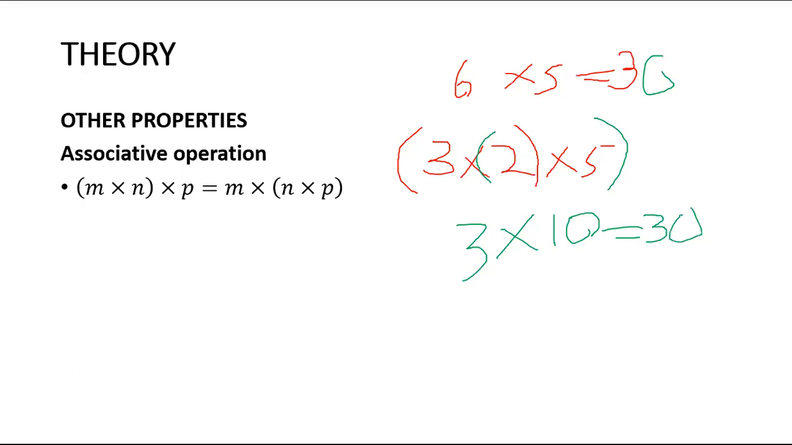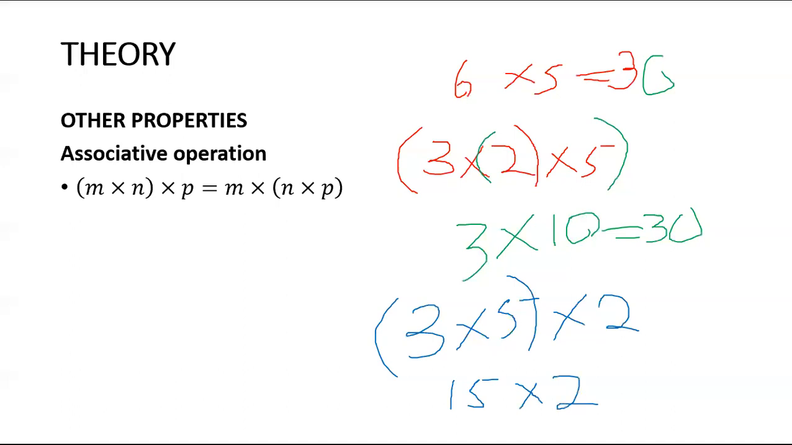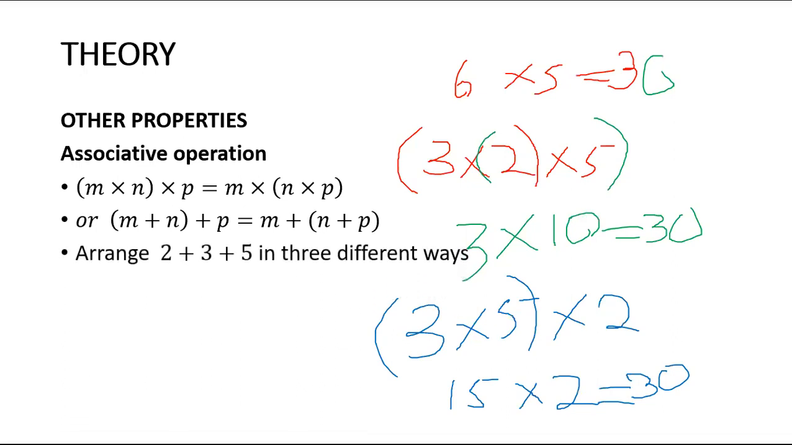Or you can group it this way, by taking 3 and multiplying it by 5 first, and then multiply it by 2. When you group it this way, you multiply 3 by 5 first, which will give you 15, and multiply that by 2, which will give you 30. That's your answer. So the grouping does not matter when it comes to addition or multiplication. Now, I want you to group this in different ways. You can start by grouping 2 and 3, or grouping 5 and 3, or grouping 2 and 5.